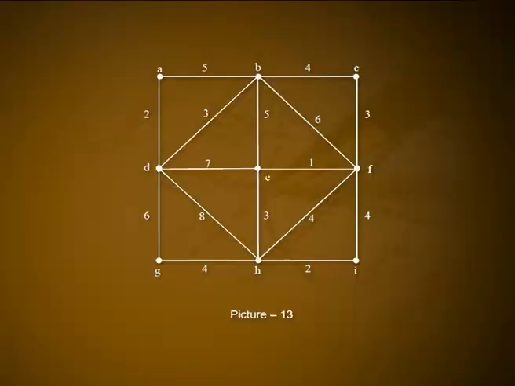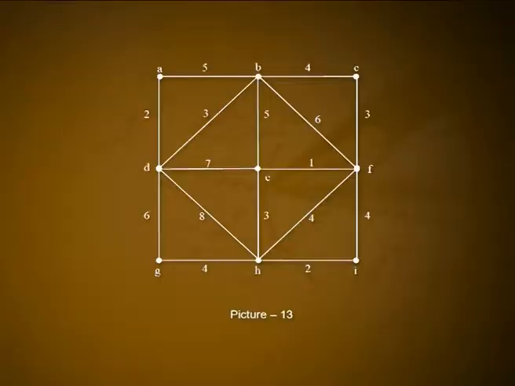Example 5. Use Kruskal's algorithm to find a minimum spanning tree for the weighted graph in the figure given. Solution. First of all, we choose the edge with minimum weight, that is the edge EF. Next, we choose AD or HI, which is of the smallest weight, that is 2, after the edge EF. So, now we have edges EF, AD and HI.